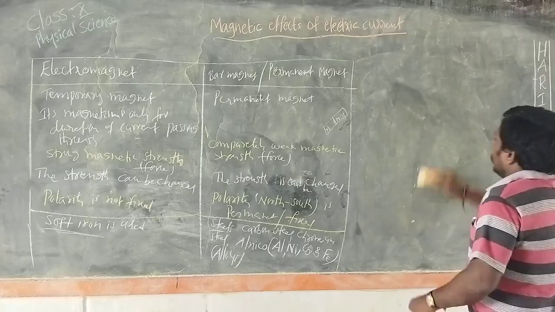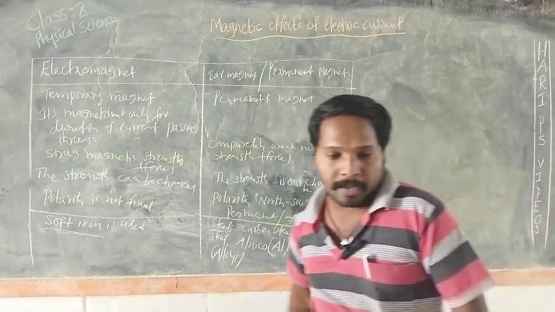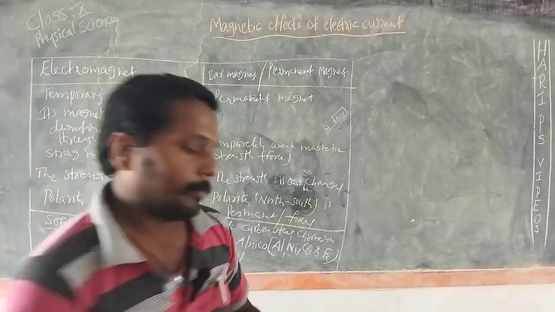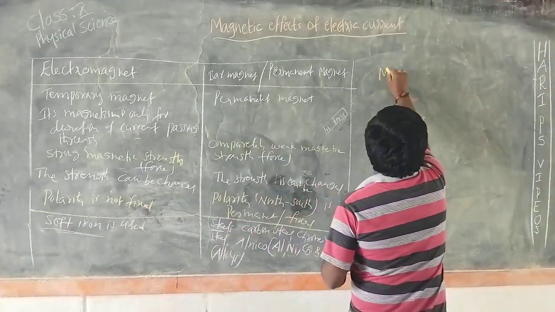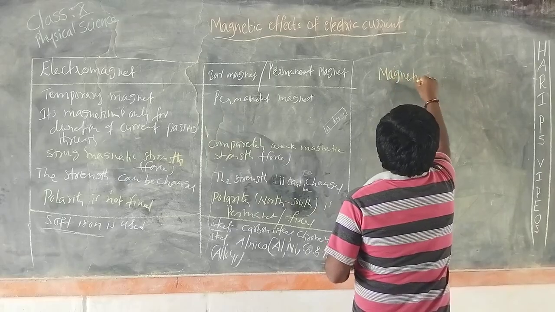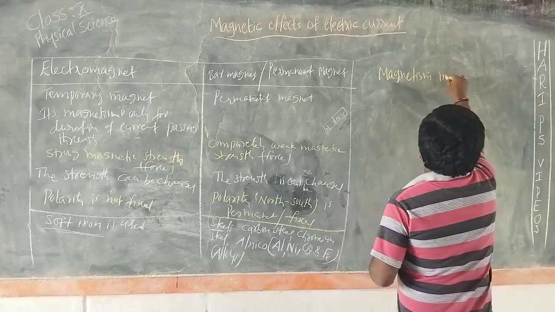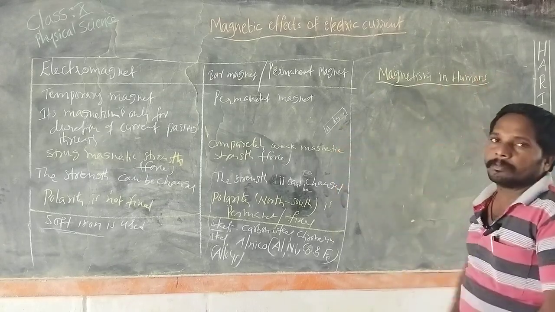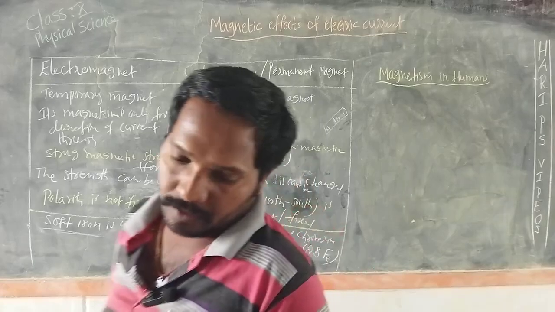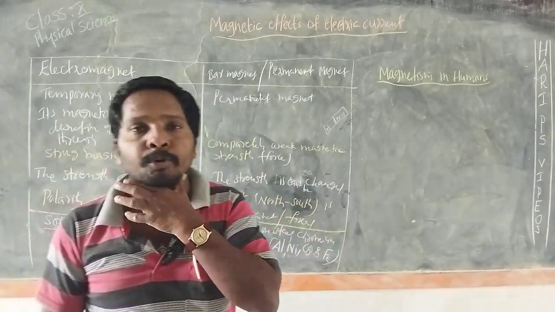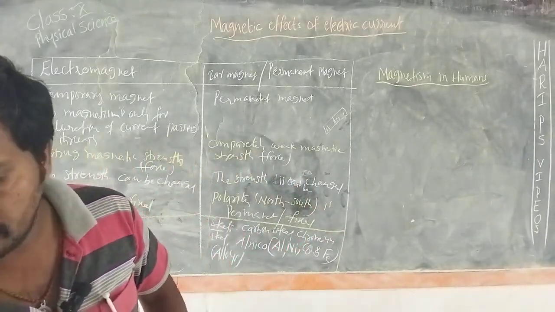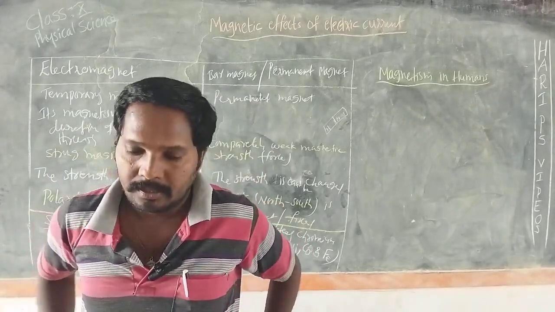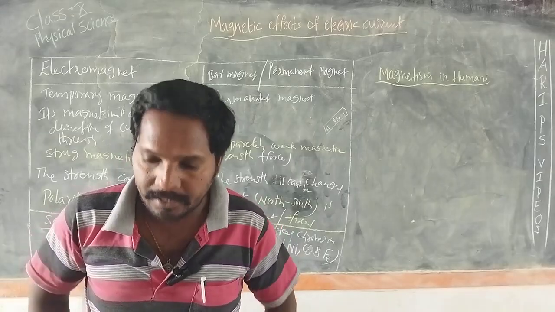Then, magnetism in humans. Extremely weak electric current is produced in our body by the movement of charged particles called ions. These are called ionic currents.